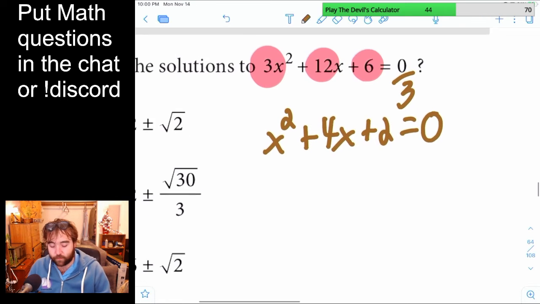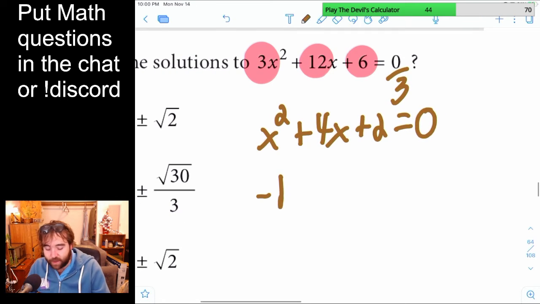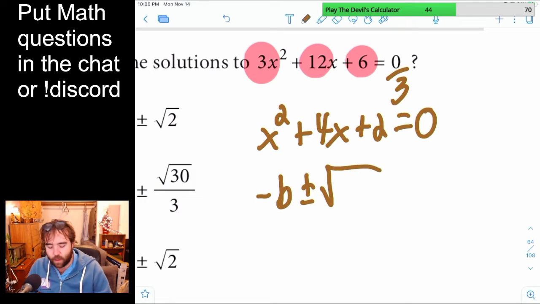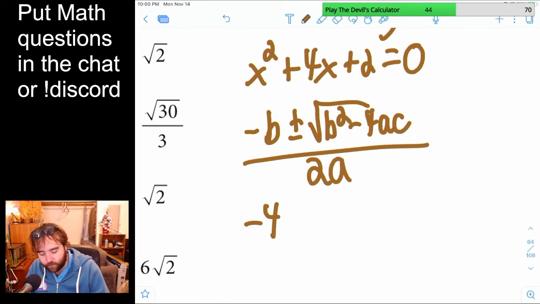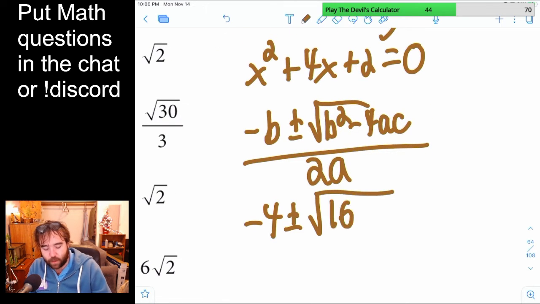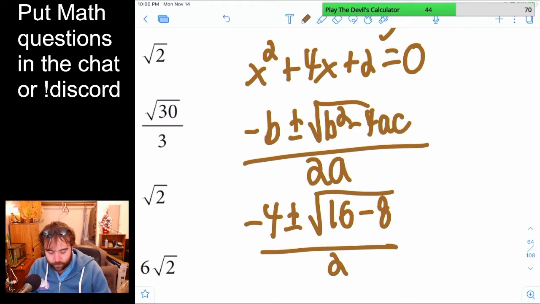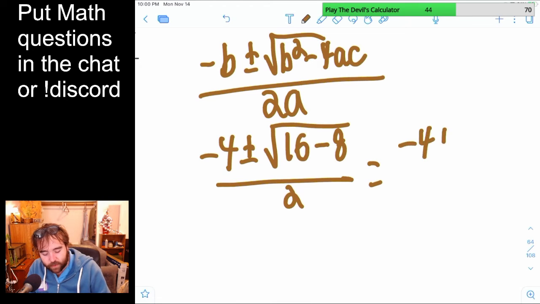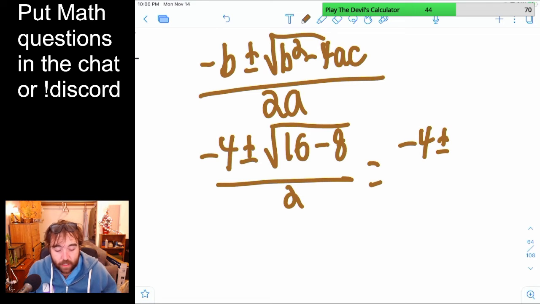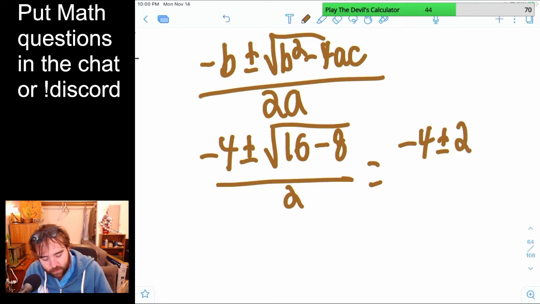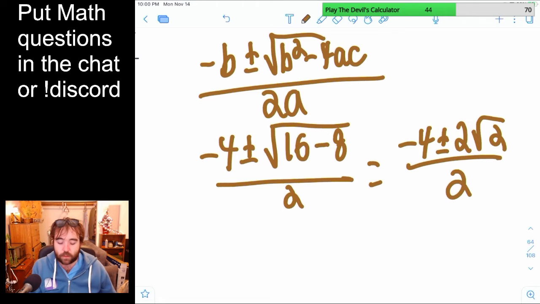So let's do the quadratic formula. So what is the quadratic formula? You have to have that memorized for the SAT. You really do. But we should all have it. It's negative b plus or minus the square root of b squared minus 4ac, all over 2a. And so we just plug that in. Negative 4 plus or minus the square root of 16 minus 8, over 2. And then we simplify. So negative 4 plus or minus the square root of 16 minus 8. So 16 minus 8 is 8. The square root of 8 is 2 root 2. So plus or minus 2 root 2 over 2.